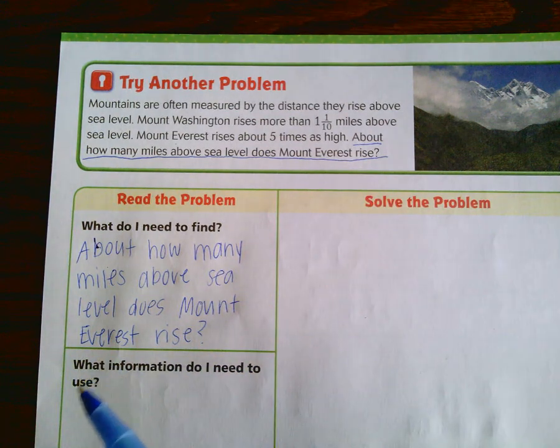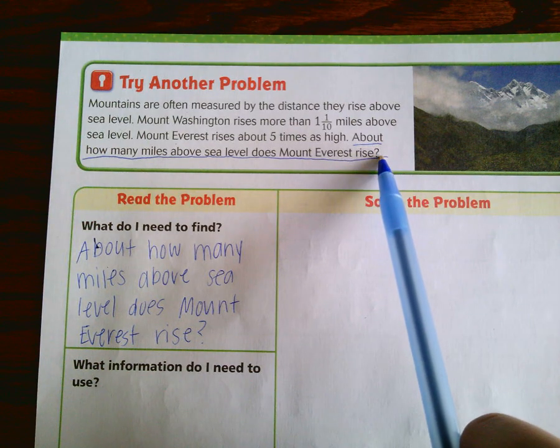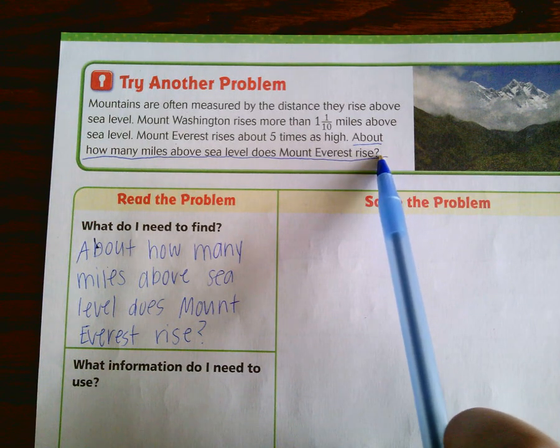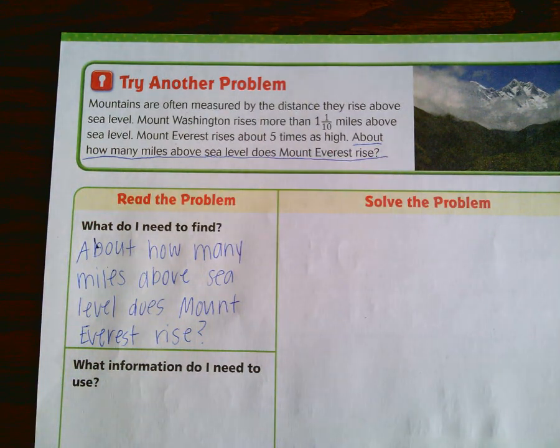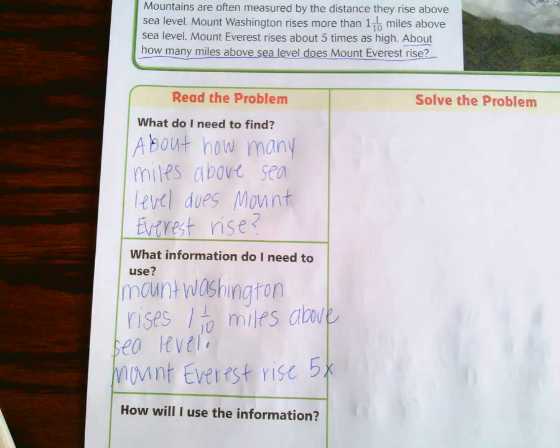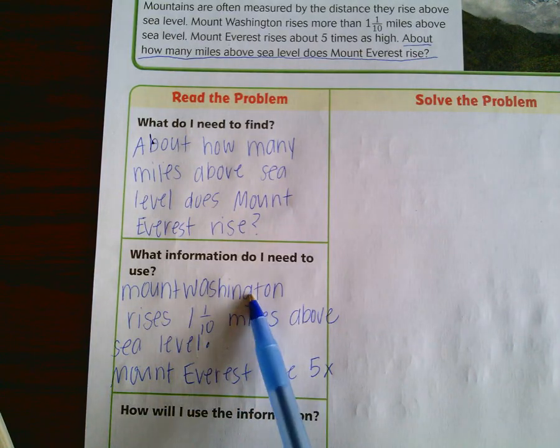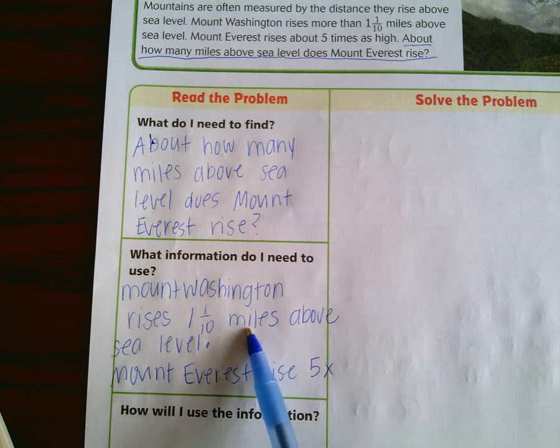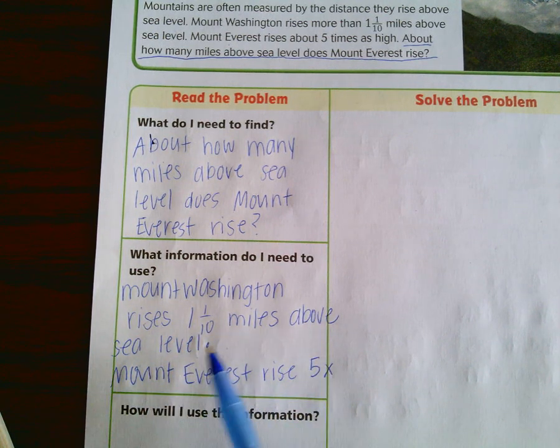The second question is, what information do you need to use? Use this sentence to help you figure out the important information from the problem. Go ahead and pause the video. So I went back in the problem and I found that Mount Washington rises 1 1/10 miles above sea level, and then Mount Everest rises 5 times that much. And I just put a 5x to show that.